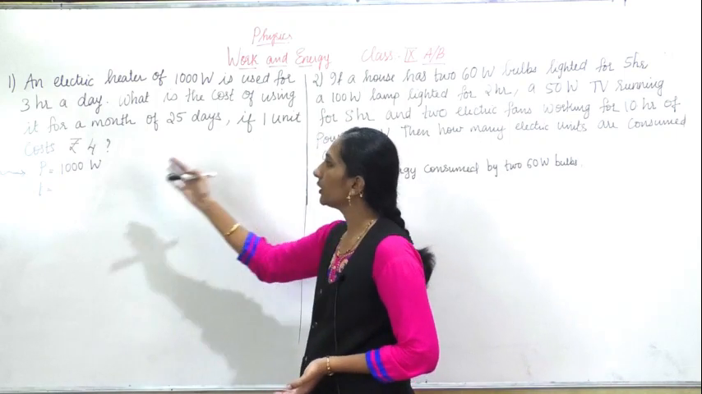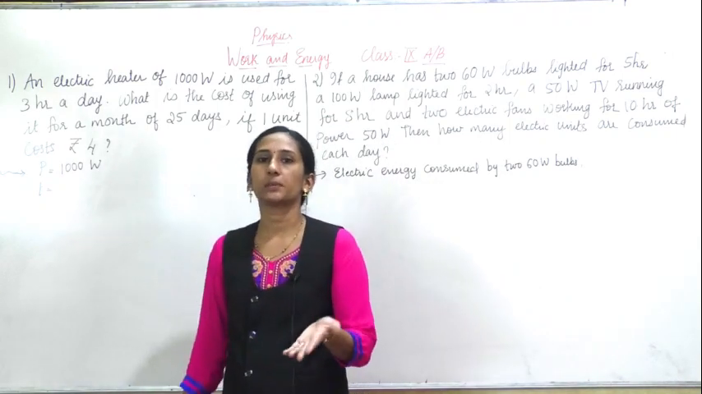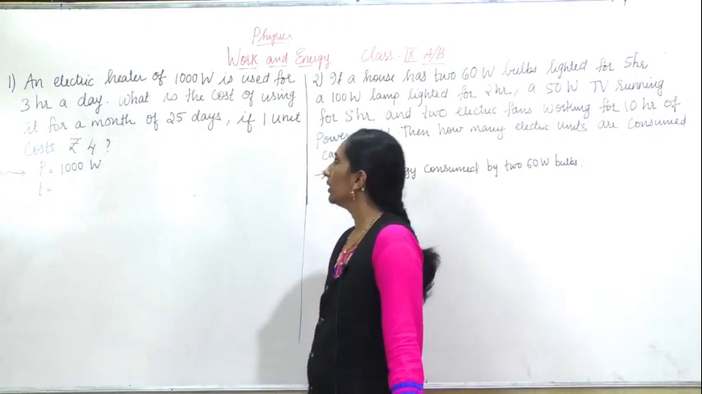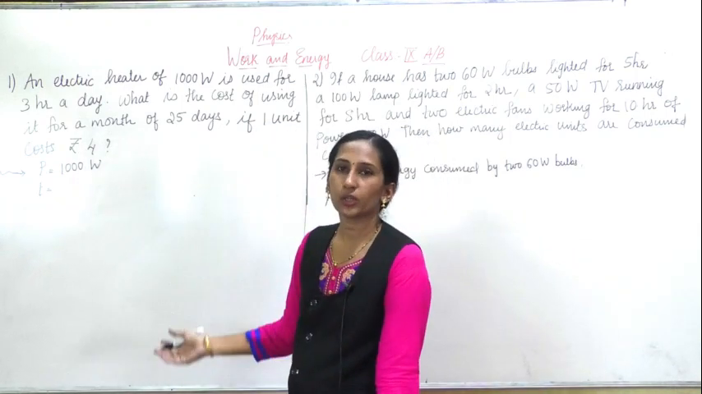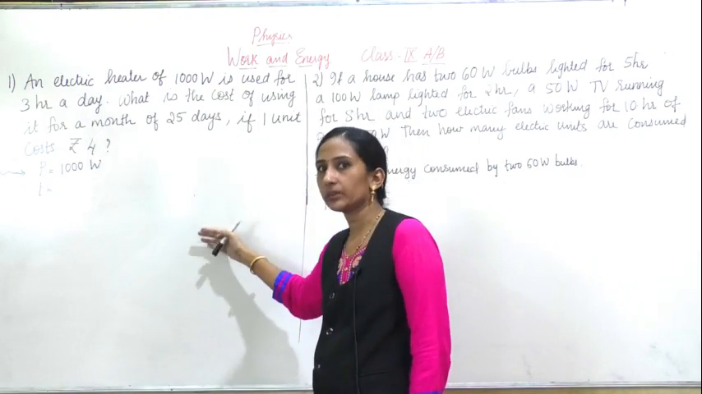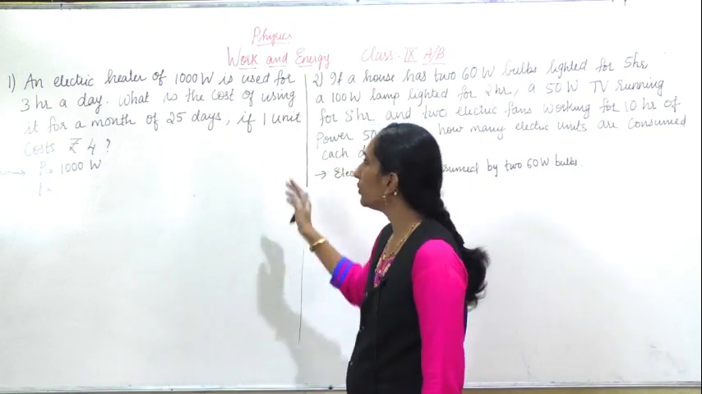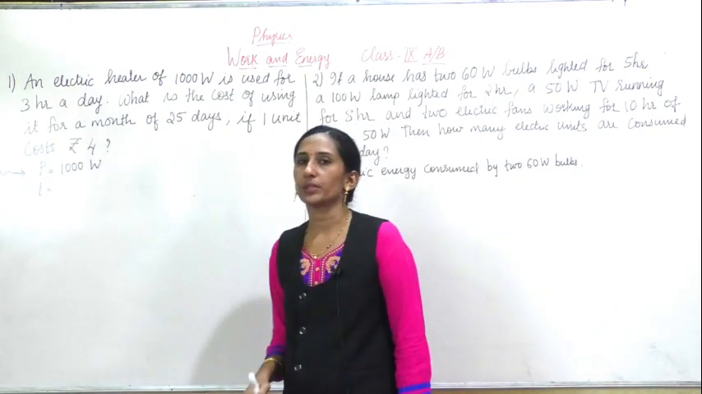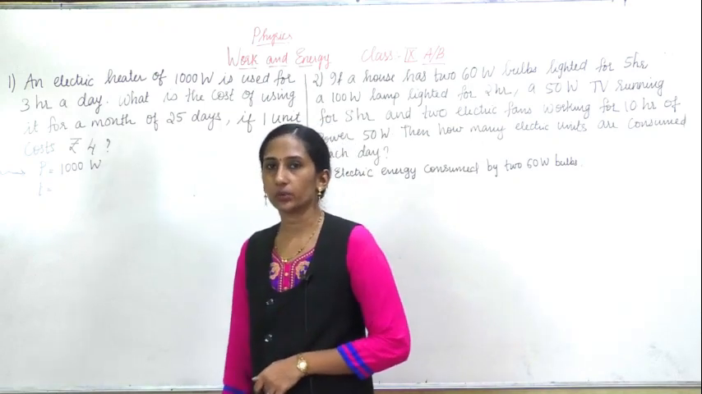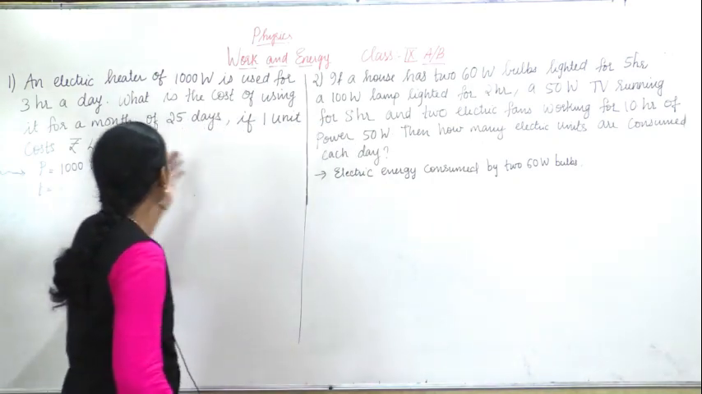If 1 unit costs 4 rupees, you have to find the electricity bill. You know how it comes. Similarly in these problems, you have to find how many units there will be, and multiply by the rate. For 1 unit it costs 4 rupees, so how much it costs in total for 25 days you have to find out. First we will see what things are given over here.